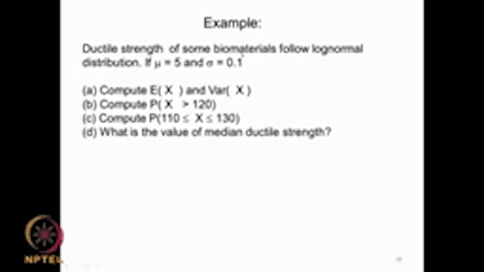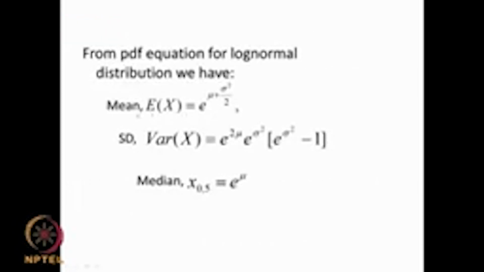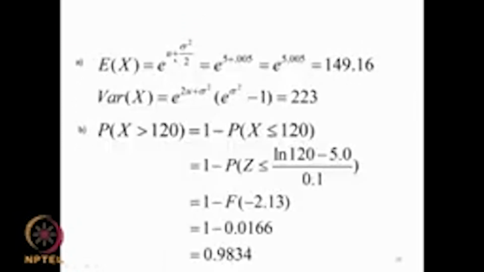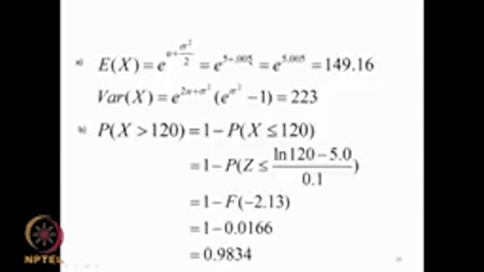So, tensile strength of some biomaterials follows log normal distribution, mu is 5 and sigma is 0.1. Compute the mean and the variance. What is the mean? Mean is e^(mu plus sigma squared by 2). How do you calculate? Very simple. Mu is 5 and sigma is 0.1, so square it and divide by 2. So the mean is given by this.